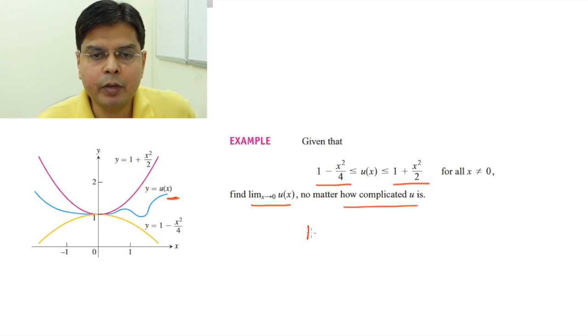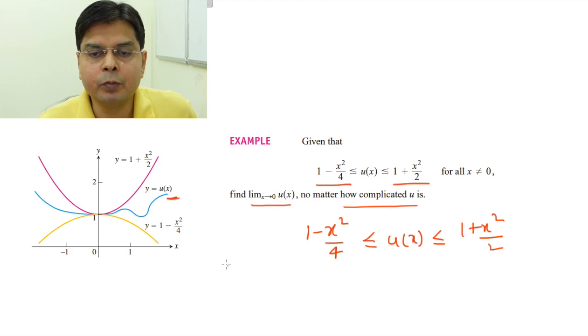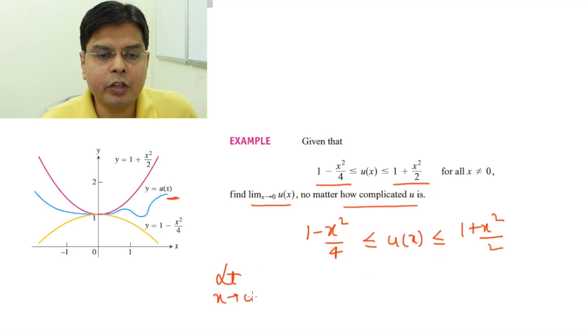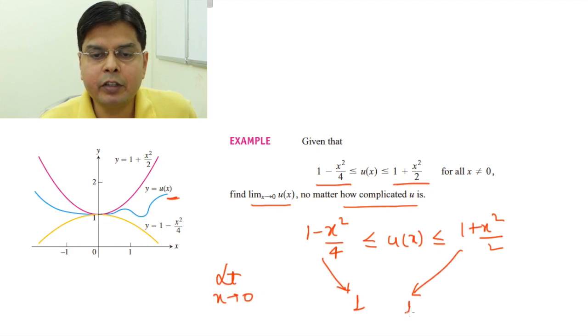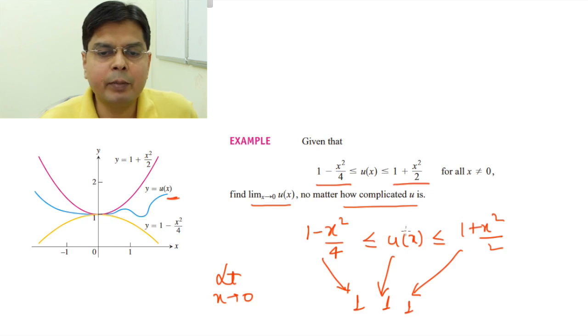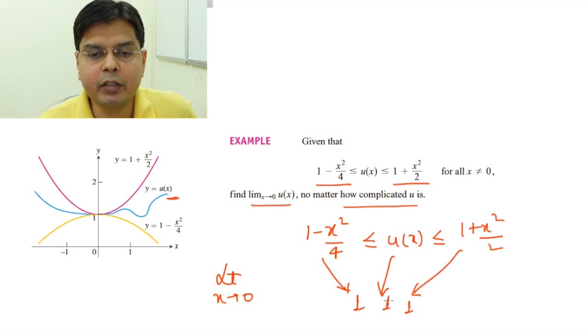You see, u(x) is contained between 1 minus x squared by 4 and 1 plus x squared by 2. Now as x tends to 0, this goes to 1. Similarly, this also goes to 1. So u(x) has to go to 1, no matter what the value of this function may be. That is immaterial. This u(x) has to have the limit 1. So this is the sandwich theorem.